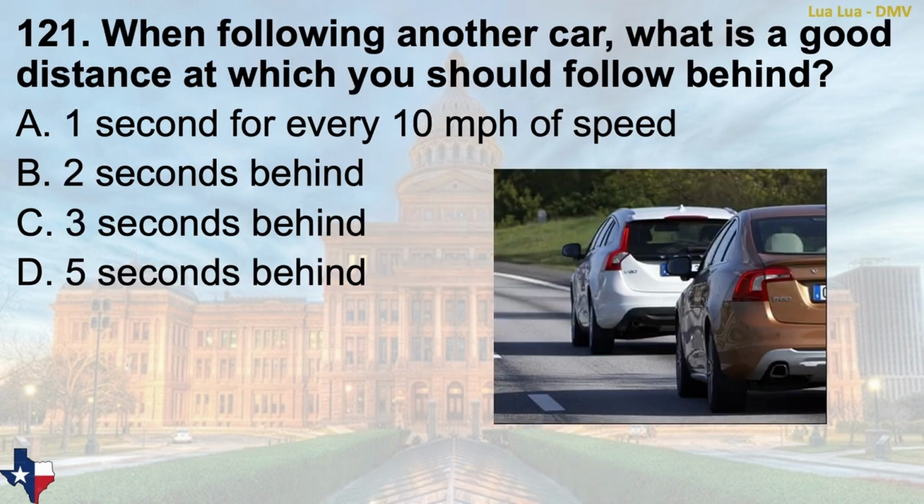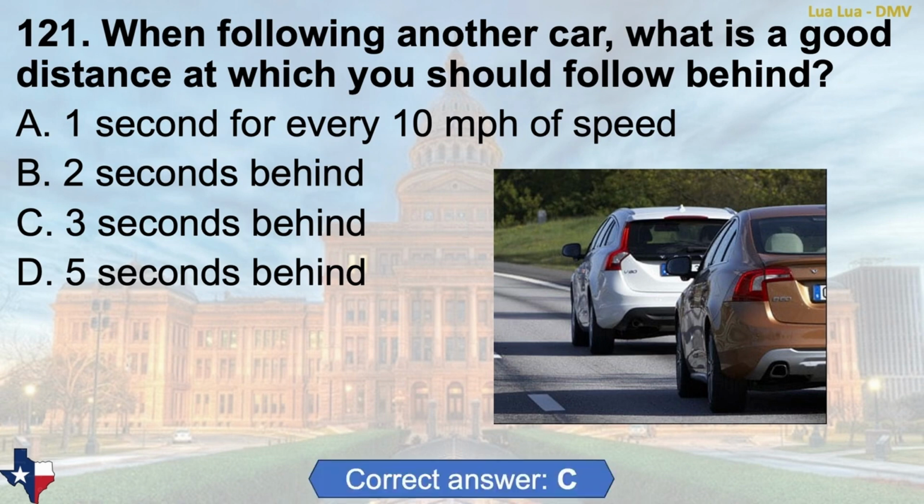Question 121. When following another car, what is a good distance at which you should follow behind? A. 1 second for every 10 miles per hour of speed. B. 2 seconds behind. C. 3 seconds behind. D. 5 seconds behind. The correct answer is C. 3 seconds behind.